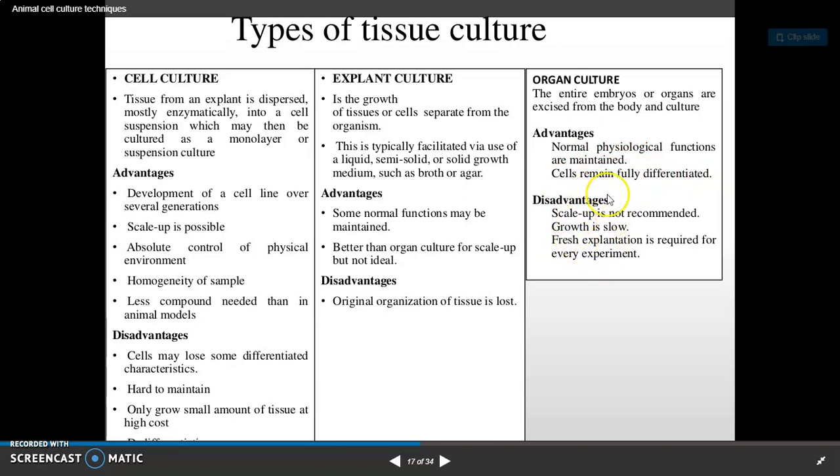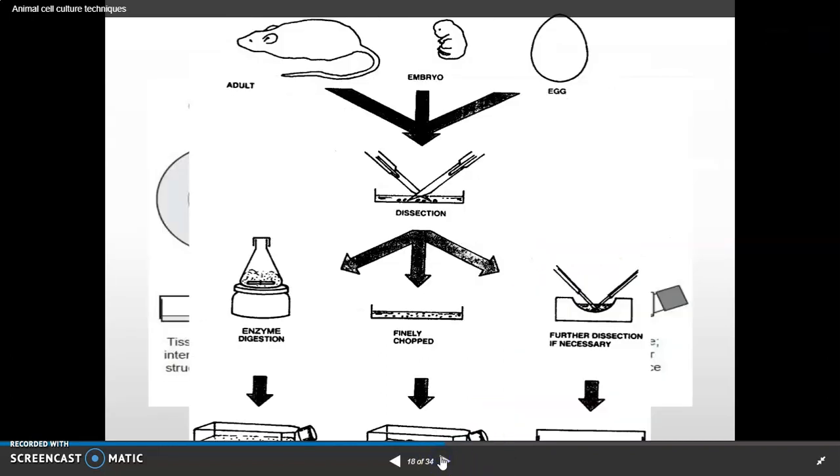Then a few disadvantages are also there under organ culture. Scale up is not recommended. Growth is slow. Fresh explantation is required for every experiment. So this is a major defect here. Then here see, this is extraction, this is enzymatic digestion. These all are steps we need to follow for the isolation of a healthy tissue.